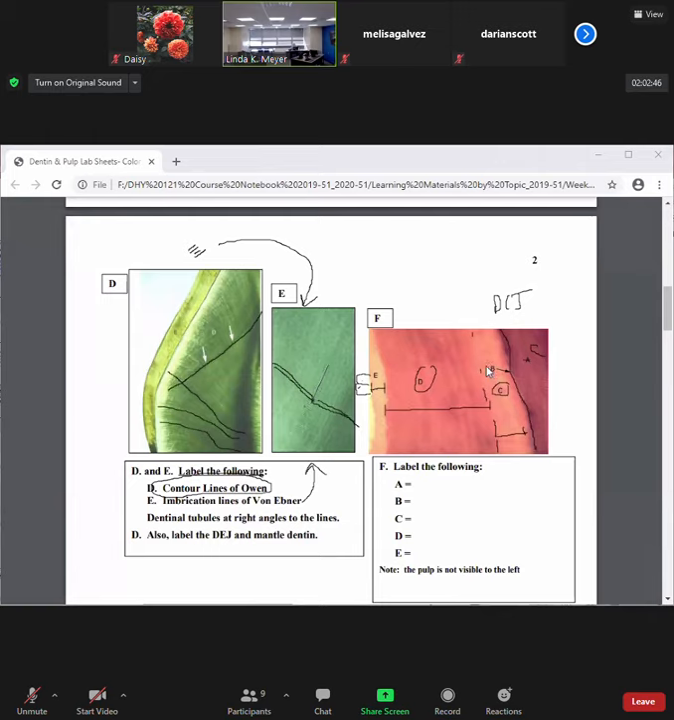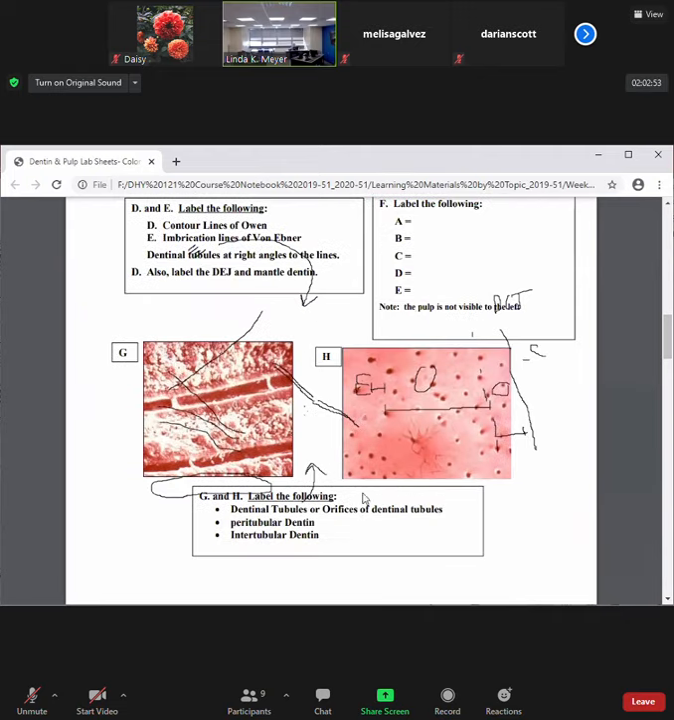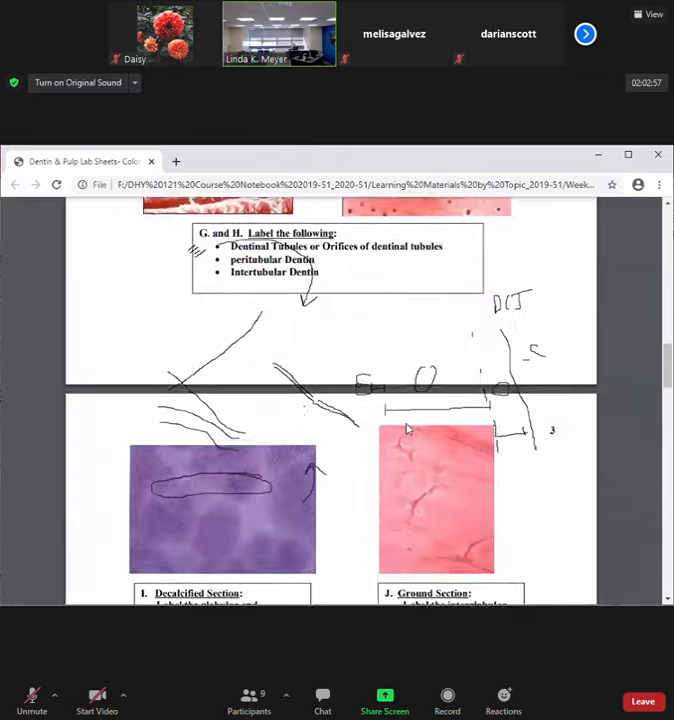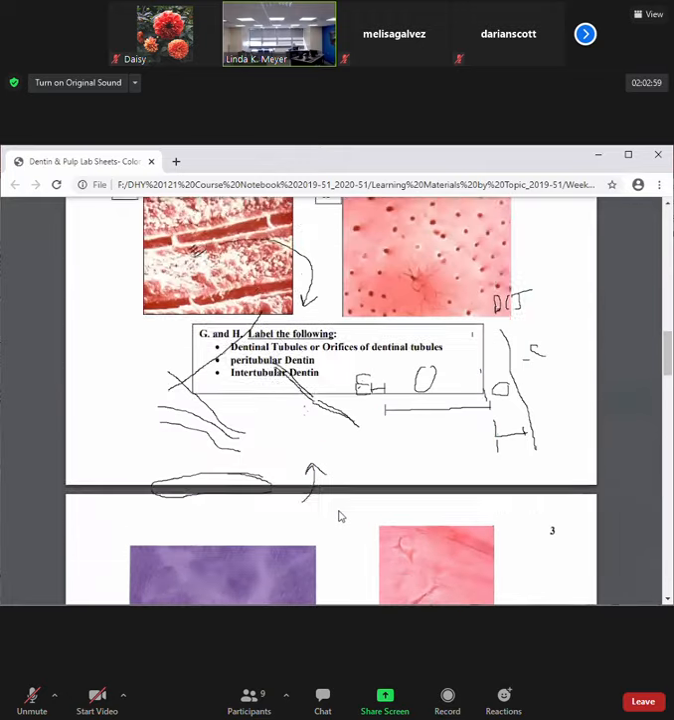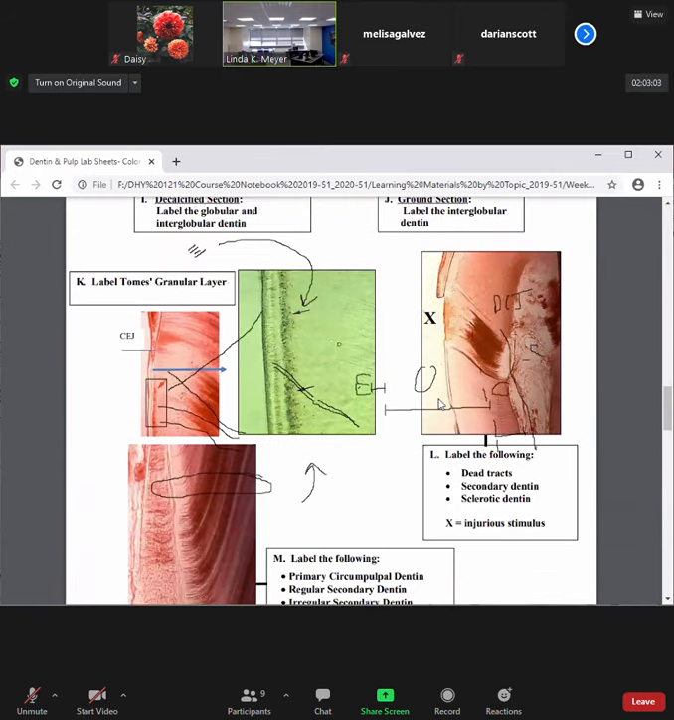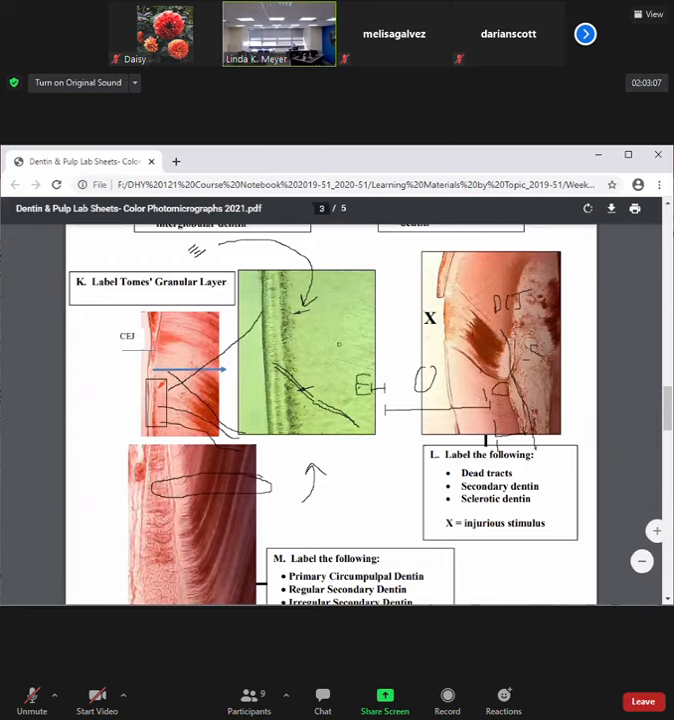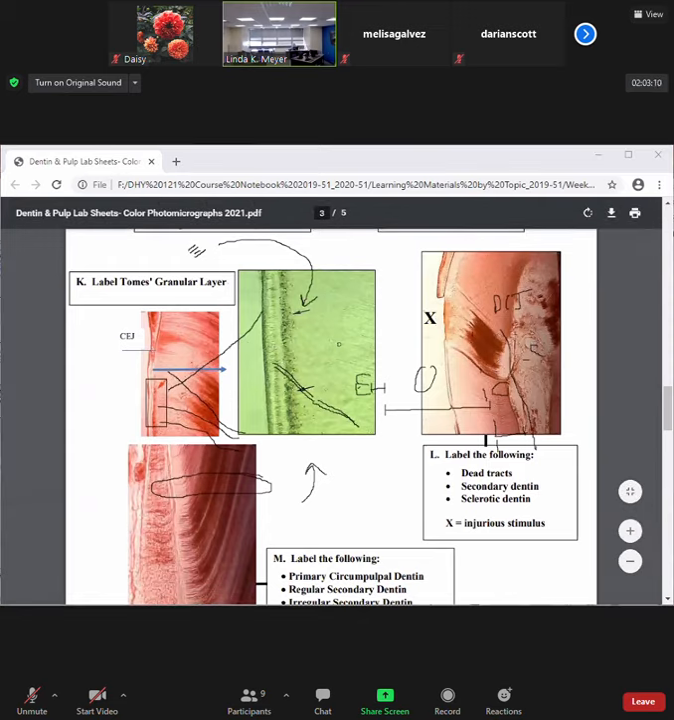Okay, so the rest of these pictures are shown in the presentation I asked you to watch that distinguishes paratubular from intertubular dentin, globular dentin, and interglobular dentin. And today we went over this picture on here.